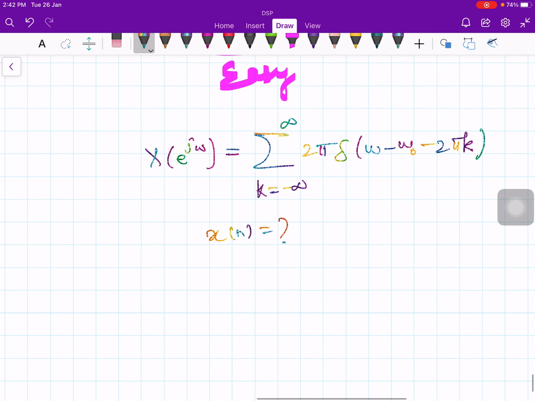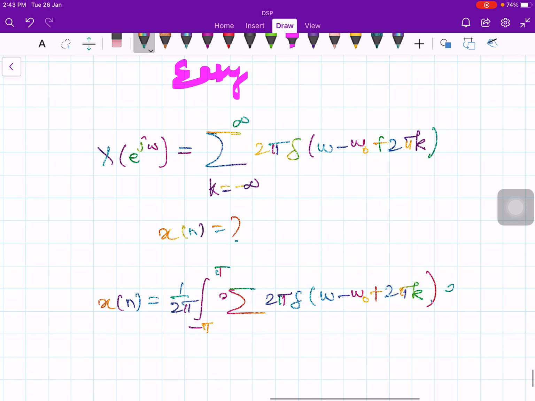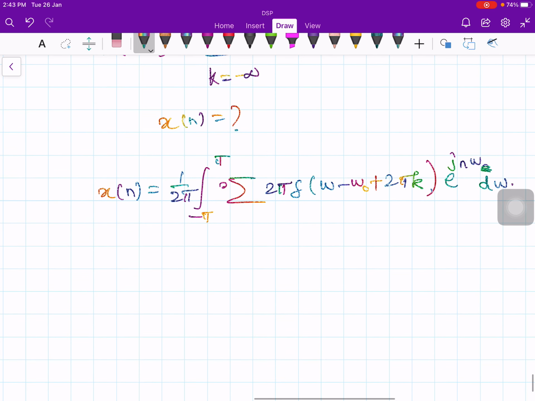Now how can you find out x of n? Simply take the definition. X of n is equal to 1 over 2 pi integral minus pi to plus pi x of e to the j omega, that is summation of 2 pi del of omega minus omega naught minus 2 pi k. Is it minus 2 pi k or plus 2 pi k? I am sorry, this is plus 2 pi k, times e to the j n omega d omega. Okay, now you can simplify this.